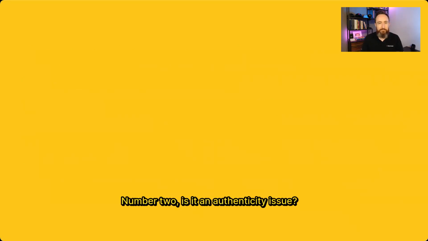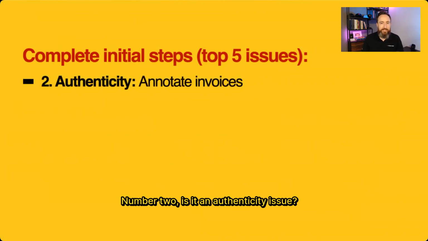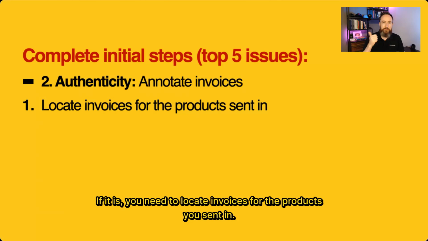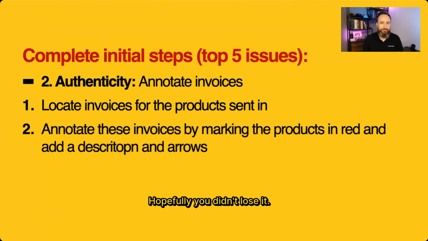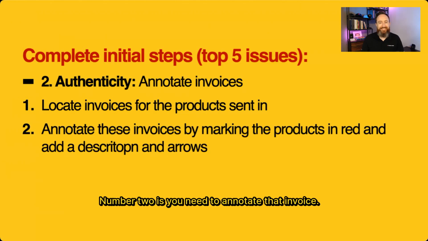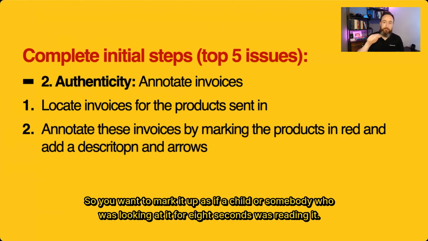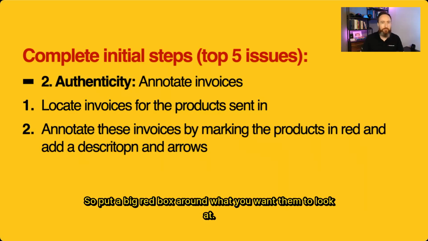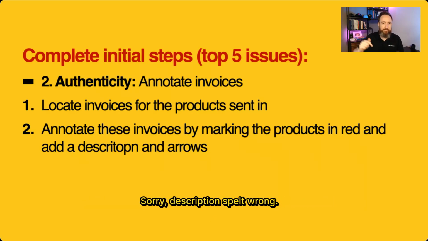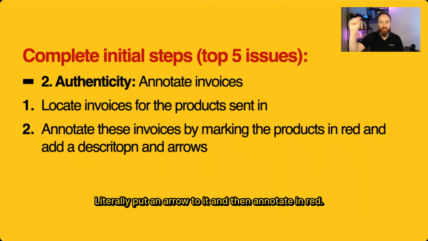All right, number 2. Is it an authenticity issue? This is the second most common thing that comes up. If it is, you need to locate invoices for the products you sent in. So get your invoice. Hopefully you didn't lose it. Number 2 is you need to annotate that invoice. You want to mark it up as if a child, or somebody looking at it for 8 seconds, was reading it, so they know what to look at. So put a big red box around what you want them to look at. Sorry, description spelled wrong. Literally put an arrow to it and then annotate in red.